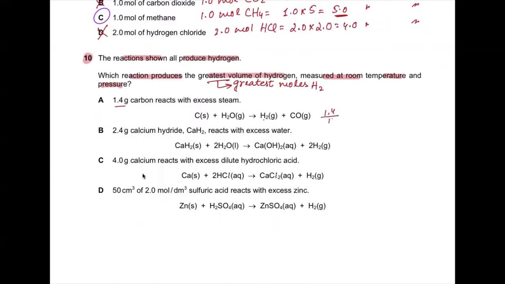So 1.4 divided by 12 gives me the moles of carbon. Can anyone calculate it? Sir, 0.12. 0.12. So 0.12 moles of hydrogen because the ratio is 1:1. Is this understandable to all of you?